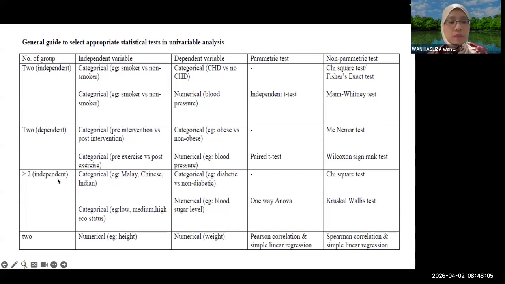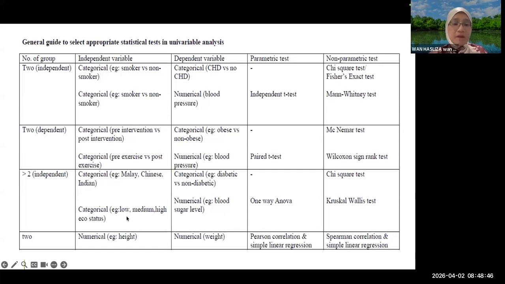Now I move to the other one: what happens if I have more than two groups? It's still independent, but with more than two groups. For example, I have categorical data, but more than two categories: Malay, Chinese, Indians, meaning I have three. And my dependent, I still want to see only two groups, diabetic and non-diabetic. So for categorical, we still use chi-square test. It doesn't matter how many groups; if it is categorical, you have to use chi-square test.